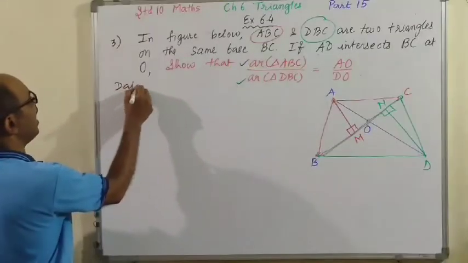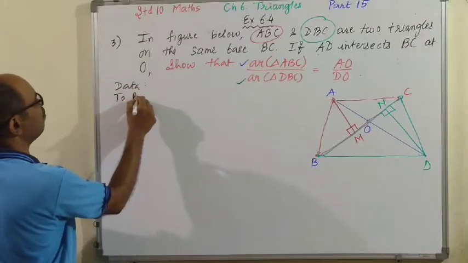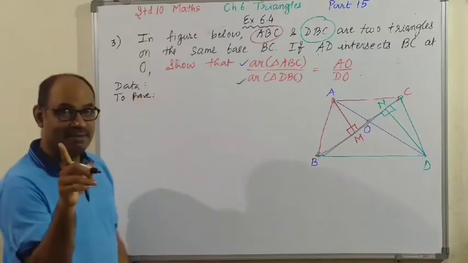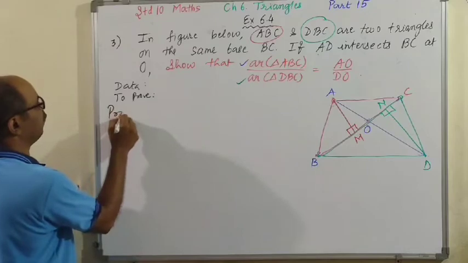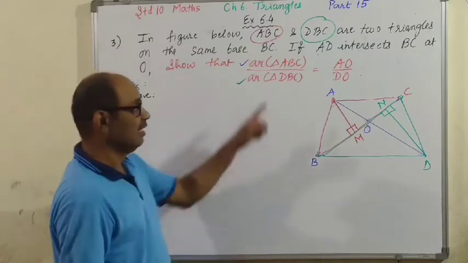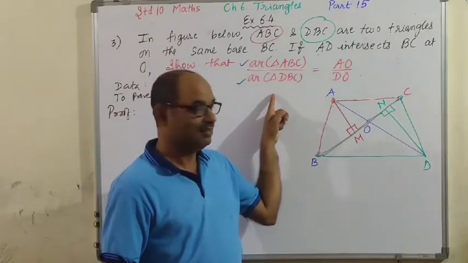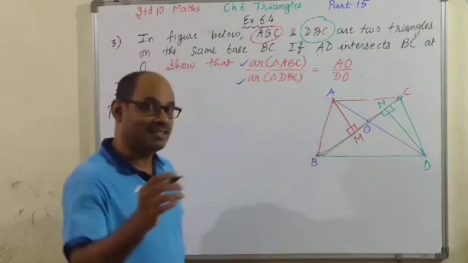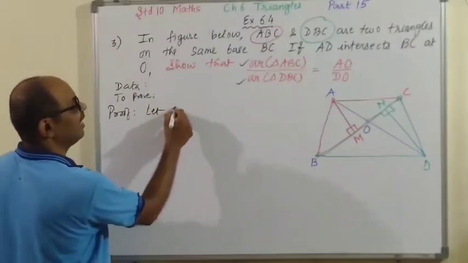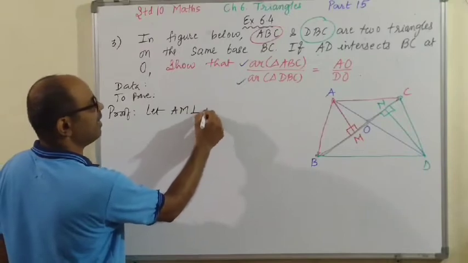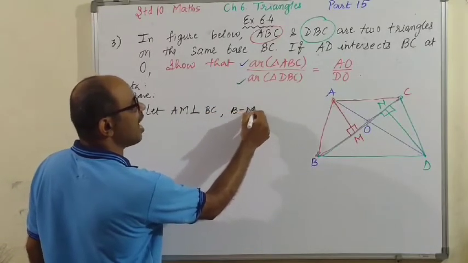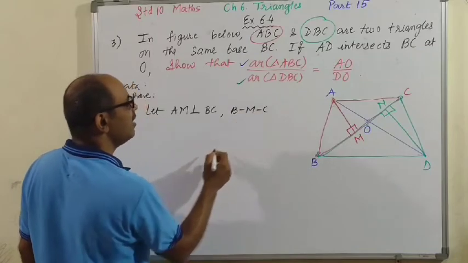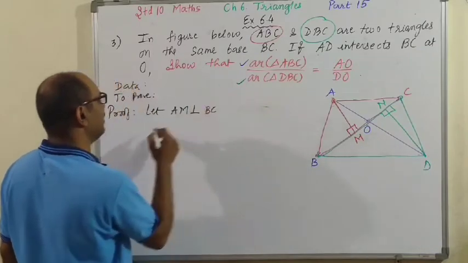Okay. Data and to prove. You write. Now you are very expert in writing that. Correct? I'll start with proof. Yes. If you want the areas, you need altitude. So I'll start with that. Let AM be perpendicular to BC such that B-M-C. Okay. We will write both together.